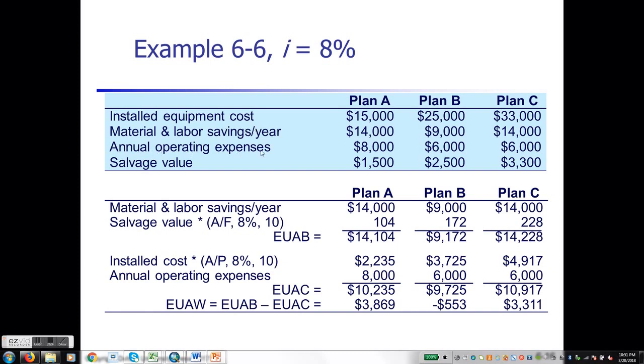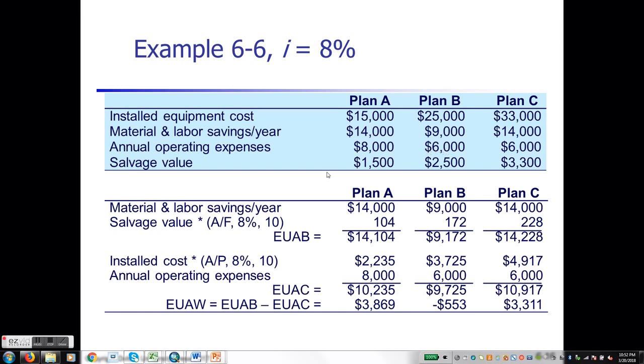Then we have the annual operating expenses, which is a cost, and salvage value, which is a benefit. It's very important when you're doing this type of work that you analyze and identify what is cost and what is benefit. Correct? Here again, installed equipment cost is already a cost, material labor savings per year, annual operating expenses, and salvage value. Salvage value is a benefit, annual operating expenses is a cost, and material labor savings is a benefit, and installed equipment cost is a cost. So you have 15,000, 20,000, 8,000, 1,500 dollars for the different plans.